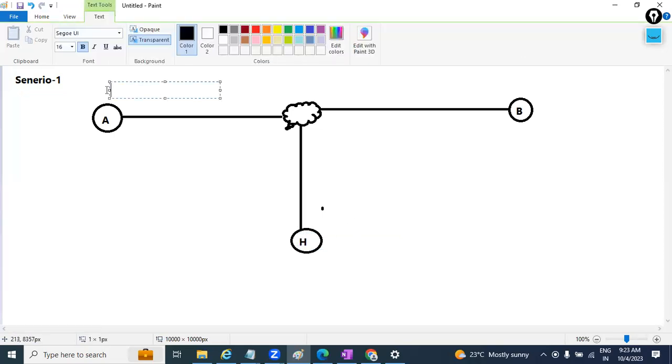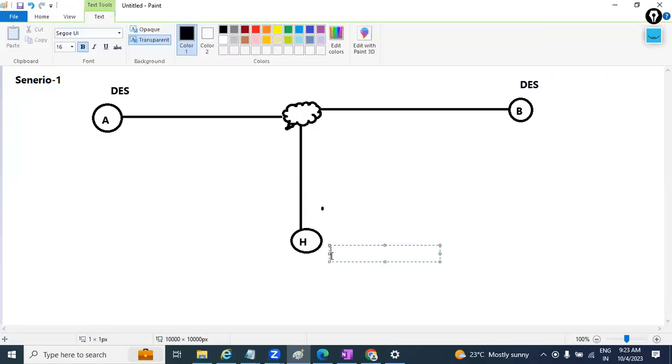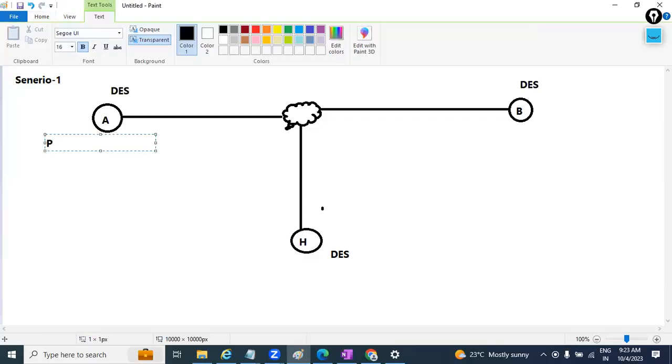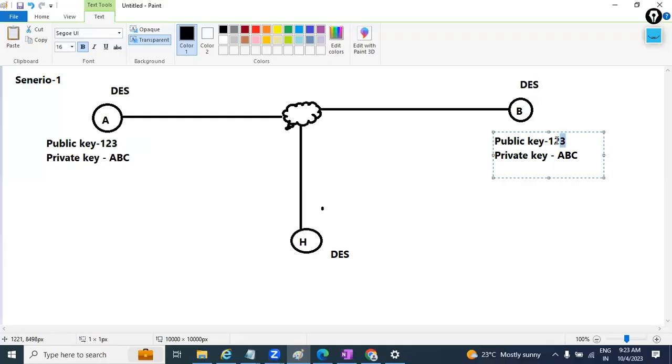Let's consider we have decided to use dash, and the other side also knows dash. My public key is 1, 2, 3. The private key is, let's consider, ABC. On this side, the public key is, let's consider, 4, 5, 6, and the private key is, let's consider, CPA.